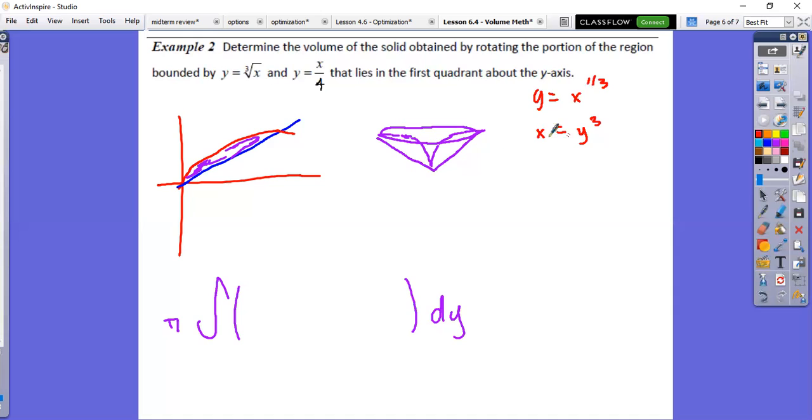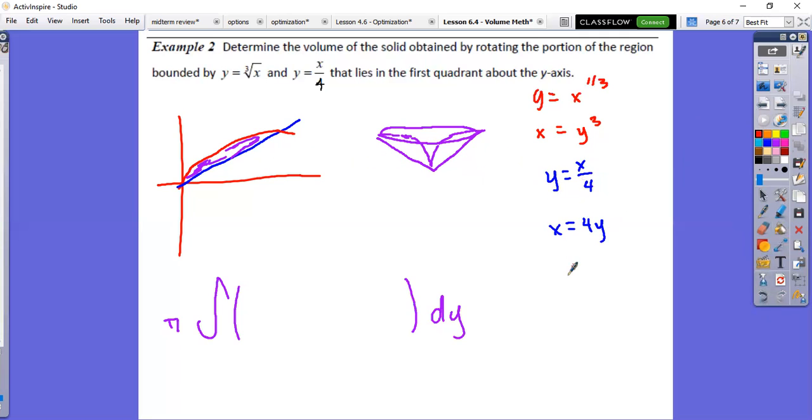And then instead of y equals x over 4, in fact, here, let me do it in different colors to correlate with what we have in the graph. Instead of y equals x over 4, I'm going to write x equals 4y. So I need to do a little bit of algebra here to help me find the bounds and also figure out which one is my right function, which one is my left function.